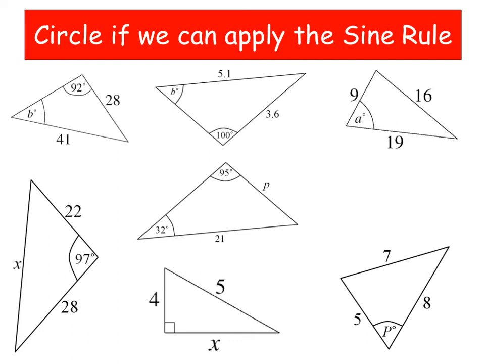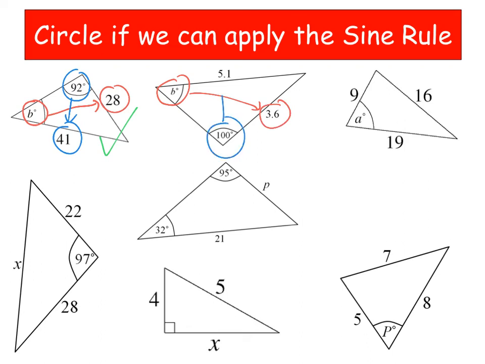Okay, so if we look at the first one, I'm looking for an angle and I have the side opposite, and then I also have another angle and a side opposite, so I should use a sine rule on that one. That's absolutely fine to use a sine rule for. On the next one, I'm looking for this angle and there is a side opposite, and then I have this angle and there is a side opposite. So yes, again, I can use a sine rule on this question here.